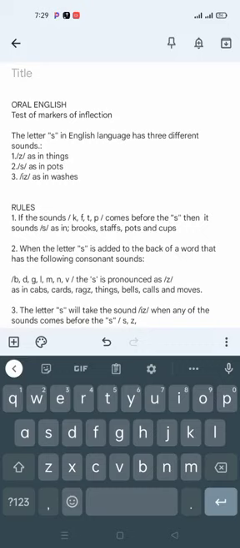Rule number 2. When the letter S is added to the back of a word that has the following consonant sounds, then the letter S should take the sound Z, as though you're pronouncing the letter Z. Example, when you have the letters B, D, G, L, M, N, or V, the S that comes after it takes the sound Z. You would have cabs, cards, rags, thins, bells, calls, and moves.